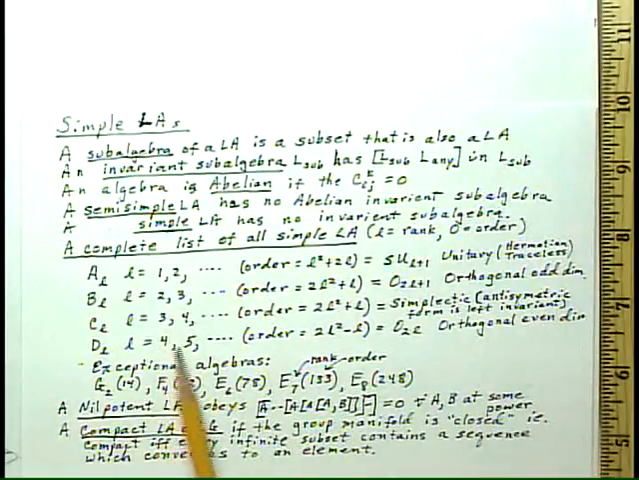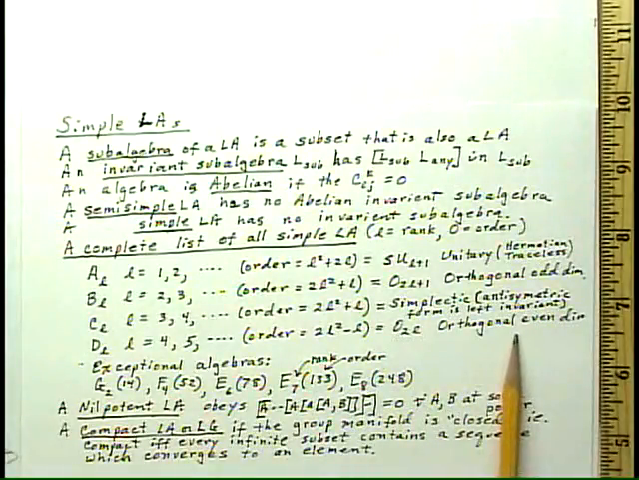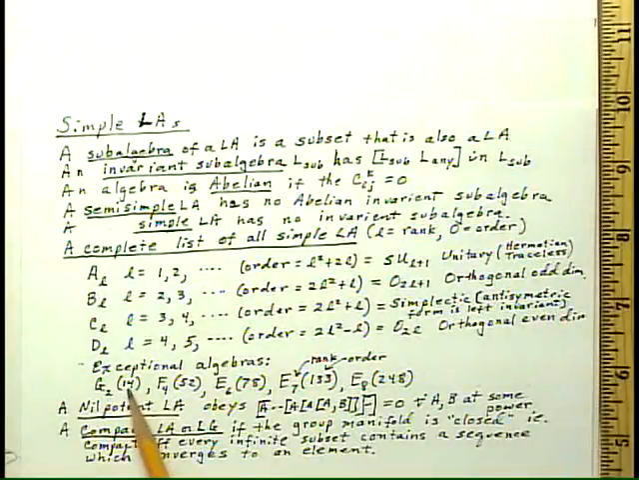So we can see that the lowest one of these is L=4, and that would be the orthogonal group in 8 dimensions. The exceptional algebras have the following orders: 14, 52, 78, 133, and 248. The ranks of these are 2, 4, 6, 7, and 8, and there are no others. Those are called the exceptional algebras.